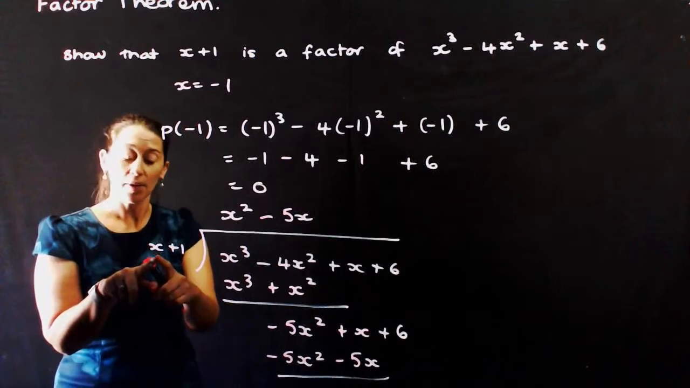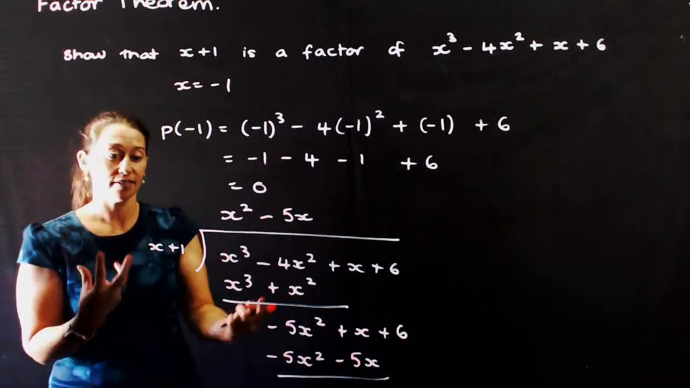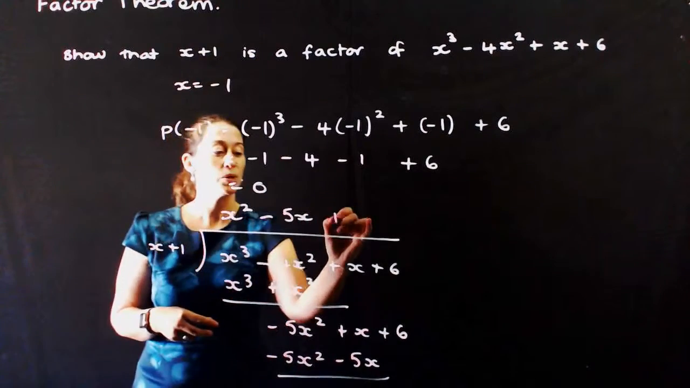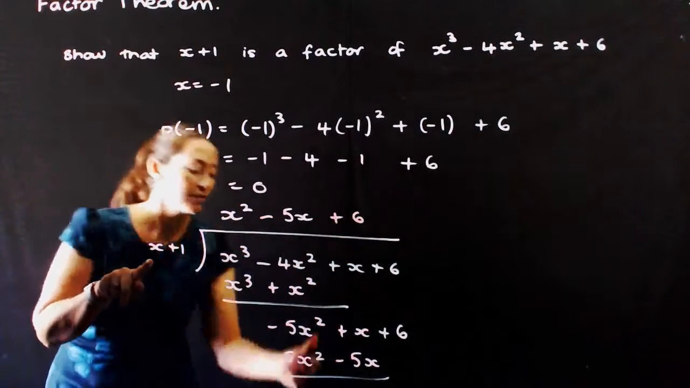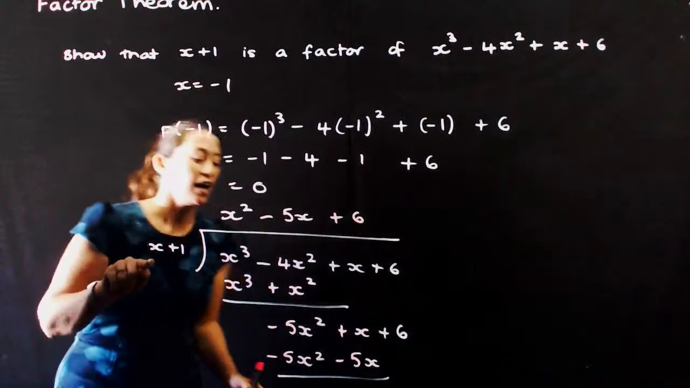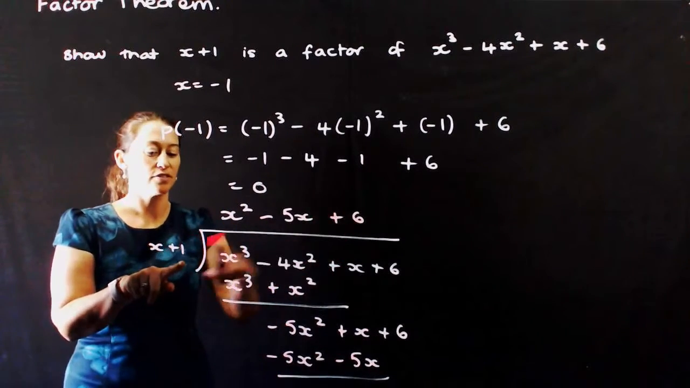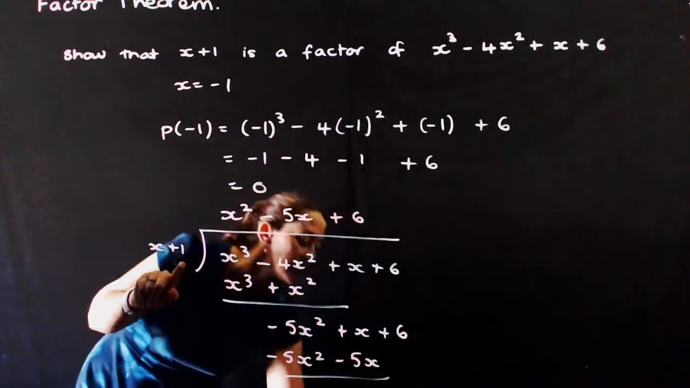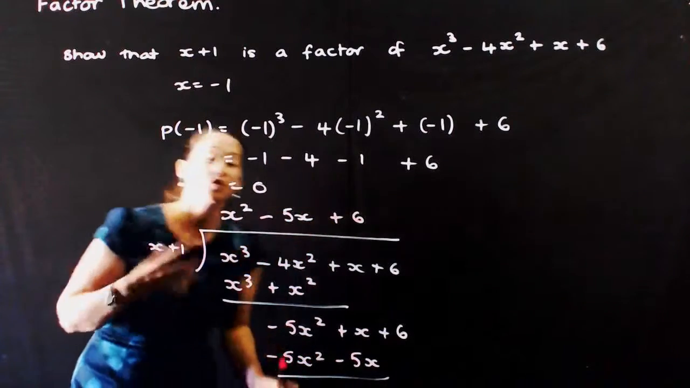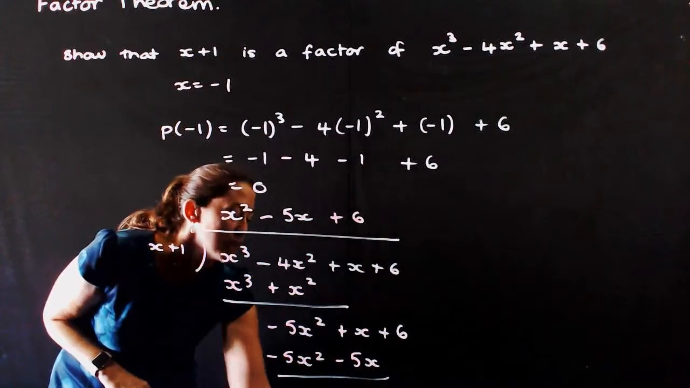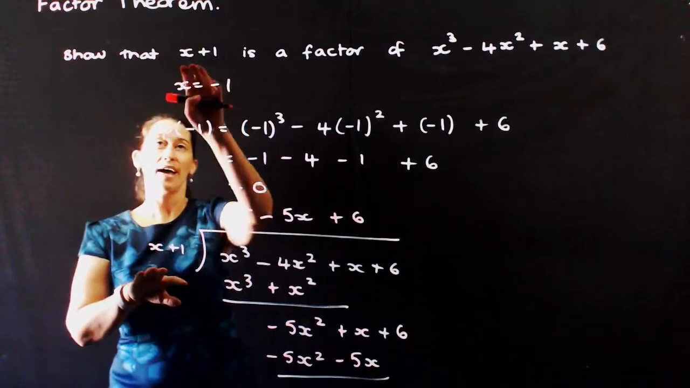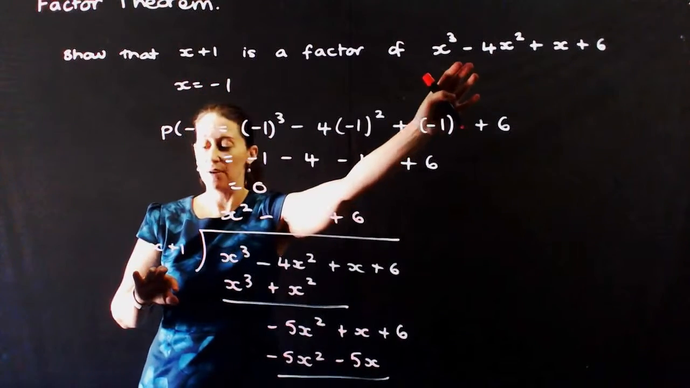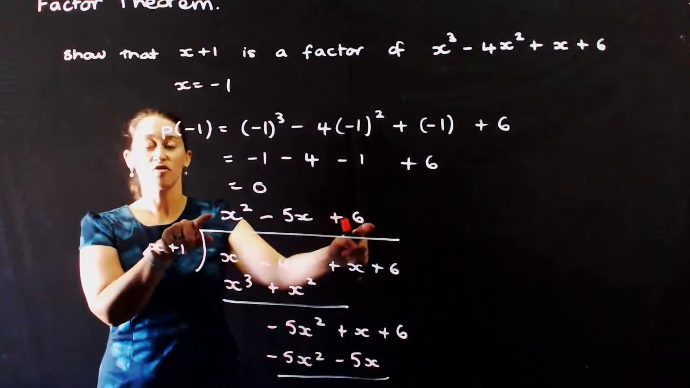Can we divide 6x by x? Yep, what are we left with? We're left with positive 6. Then we do our multiplying. 6 times x is 6x. And 6 times 1 is positive 6, leaving us to subtract, and we're left with a remainder of 0. That just confirms that when we divide our polynomial by this factor, we're left with this quadratic.